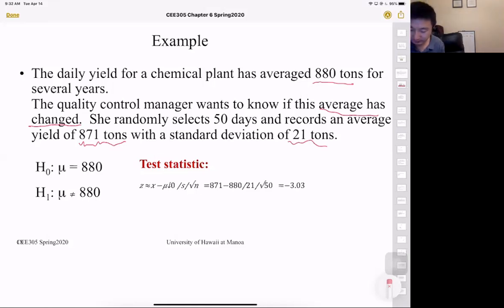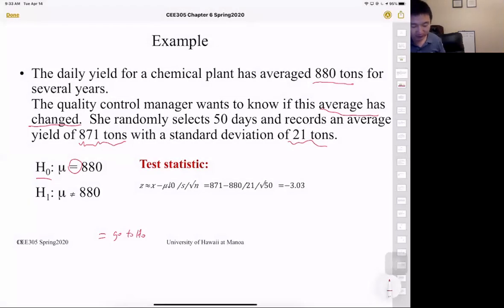Typically we set up H1 as what the question is asking. The question is asking if the average has changed. So that is one of the reasons we set up H1 as not equal to 880. So, changed. Another rule or tip is the equality line always goes with H0.